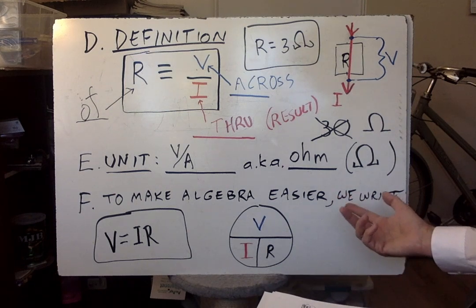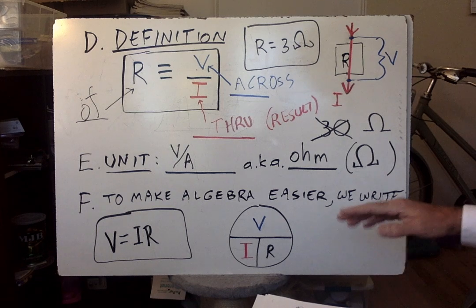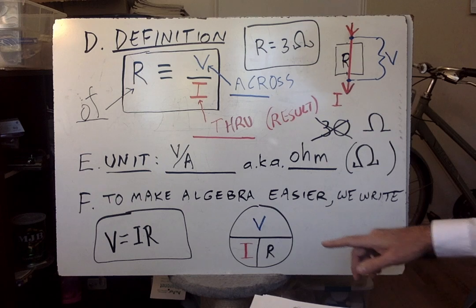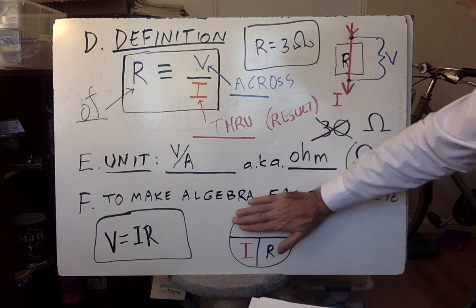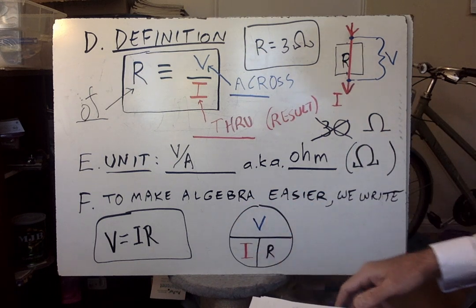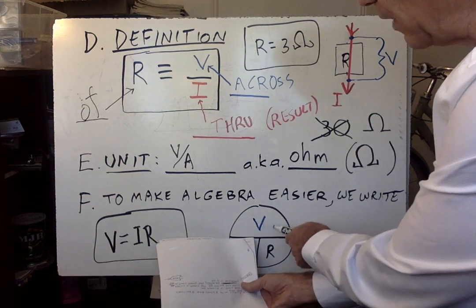The way you do it is, imagine you're given 2 letters and you want to find the third. You cover up the one you want to find, and it tells you what to do with the other 2. For instance, if voltage is the unknown, you cover up the unknown, and it tells you to multiply I times R. If you want to calculate I, you cover up the I, and it tells you to take V and divide it by R.